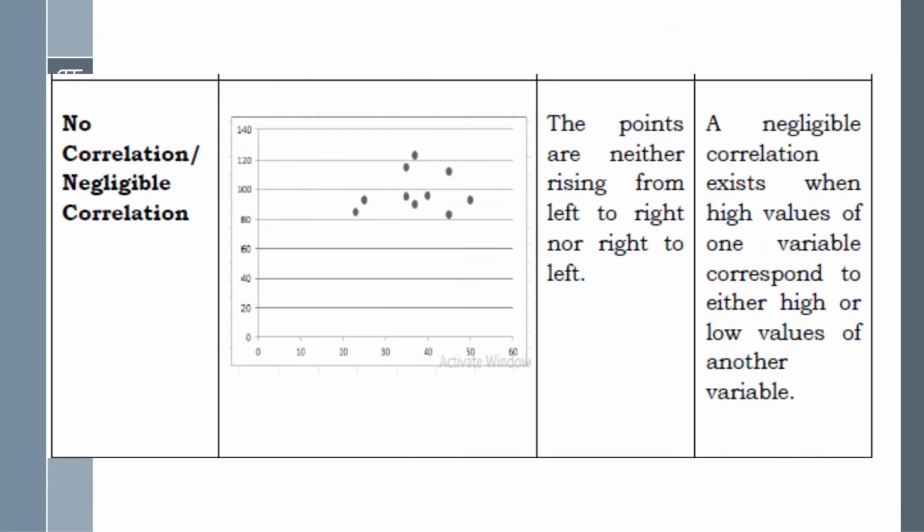For no correlation or negligible correlation, the points are either rising from left to right or from right to left. By the way, the correlation that we are discussing here is the linear correlation. A negligible linear correlation exists when high values of one variable correspond to either high or low values of another variable. So that is no correlation or negligible correlation.